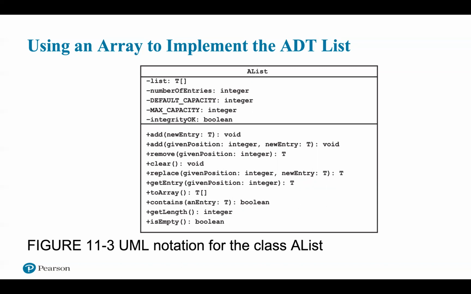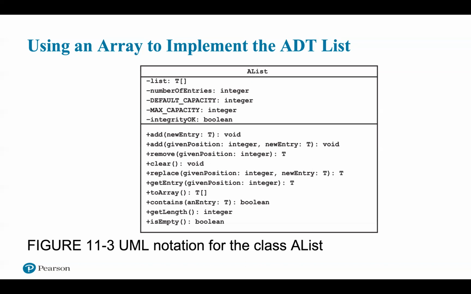The private data fields are as follows. Ordinarily, we would name the class ArrayList, but as you saw in the previous chapter, Java already provides a class with that name, although we certainly could have named our class ArrayList as well. We chose a different name to avoid confusion.